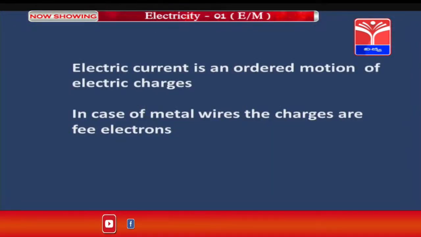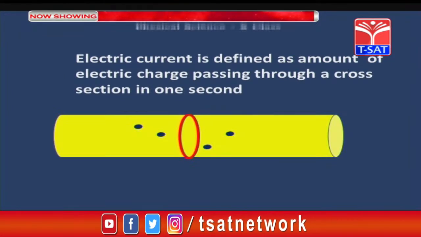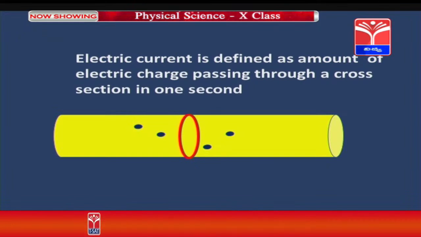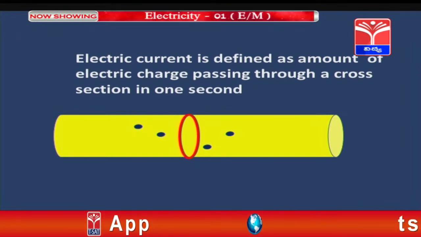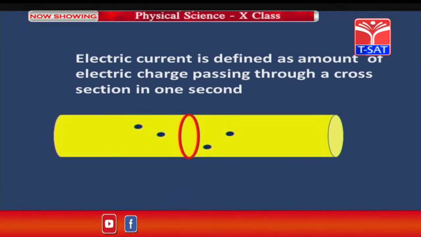Electric current is an ordered motion of electrical charges. In case of metal wires, the charges are free electrons. Electric current is defined as the amount of electric charge passing through a cross section in 1 second. So the amount of charge that passes through this area in 1 second is called electric current.